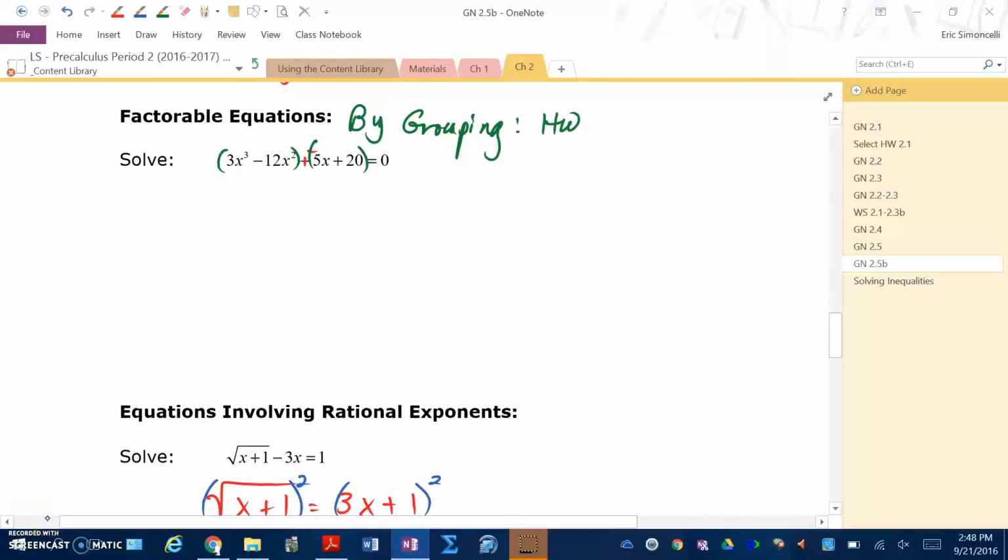Okay, students, welcome to section 2.5b continued. I'm going to be answering questions that I asked you to do for homework via the notes packet.